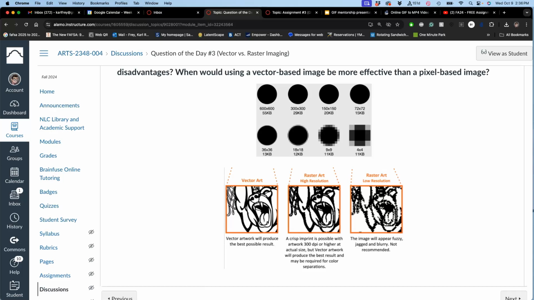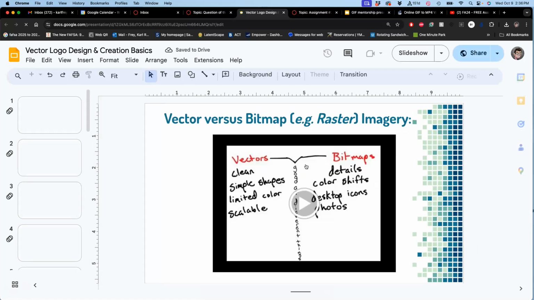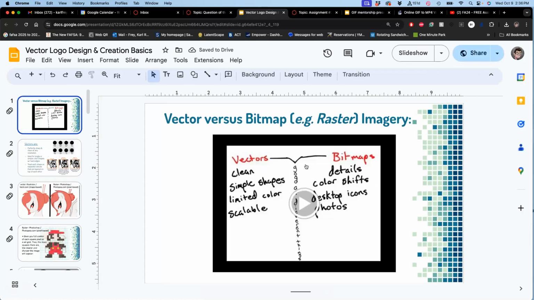300 ppi is the standard print resolution, right? But vectors are going to be clean at any scale, no matter how big. They're always going to be perfectly smooth. So, if you click on this link in this question of the day, this is what I want you to look over and try to understand between now and when we're working on our vector projects on Monday.